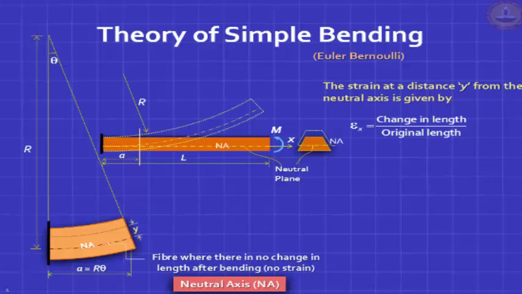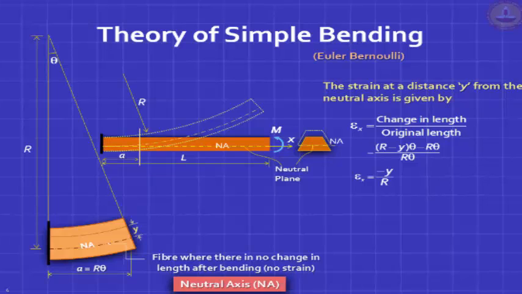But in a real beam, bending moment won't be constant, and you'll find epsilon will change not only with x but also with y. So what's the change in length? We looked at this in the last lecture also. It's simply r minus y into theta. That's the new length after deformation minus the original length r theta, divided by r theta. And so we've seen this earlier also. You'll find that the strains are linearly distributed along the depth of the section.